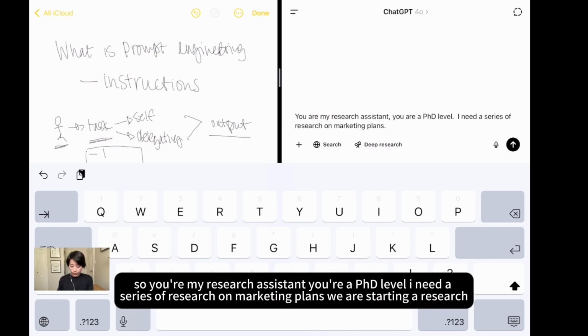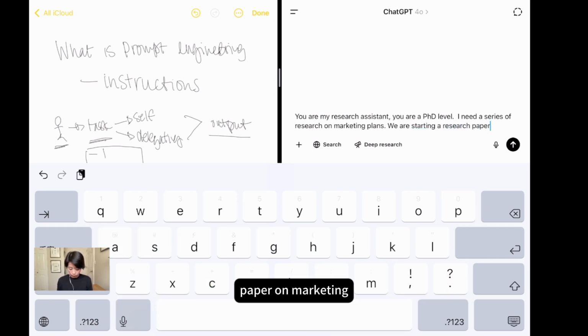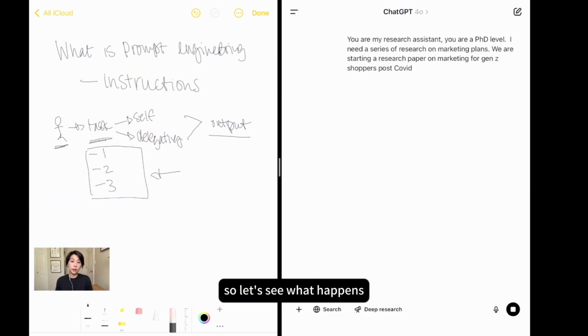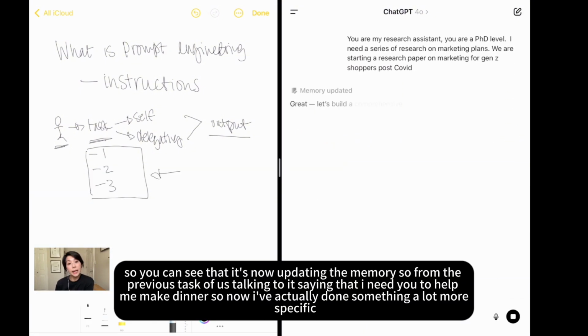So you're my research assistant, you're PhD level. I need a series of research on marketing plans. We are starting a research paper on marketing for Gen Z shoppers post-COVID. Okay, so let's see what happens. So you can see that it's now updating the memory.